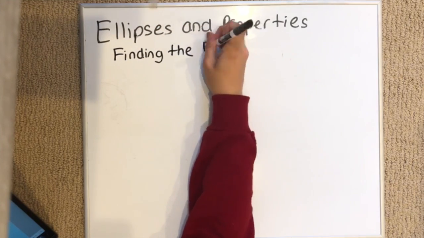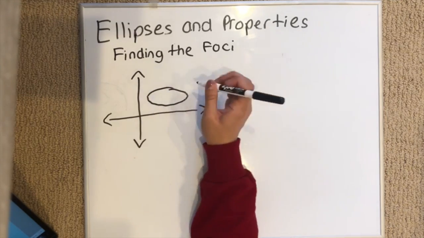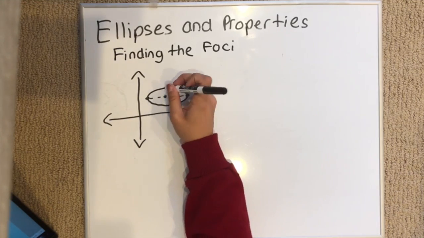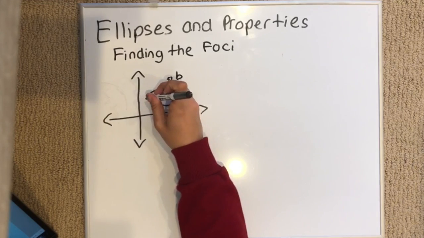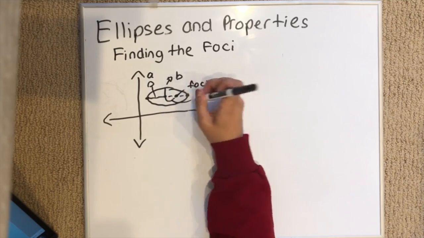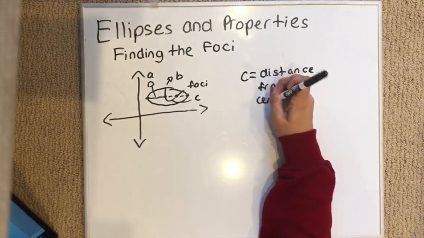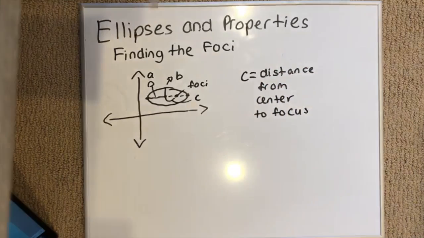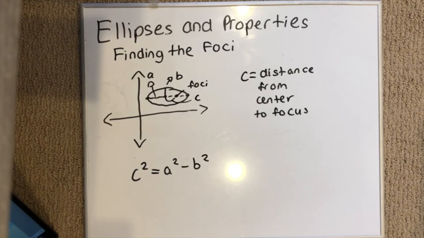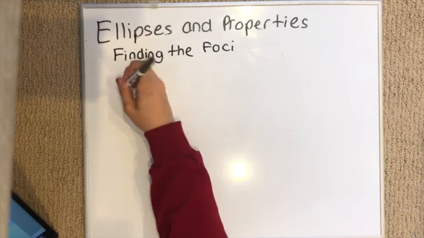Now let's talk about finding the foci, or two focal points, of an ellipse. The foci can be found on the major axis of an ellipse, either x or y. a and b would be the distances from the center to the vertices, and c would be the distance from the center to the foci. We can then use the equation c squared equals a squared minus b squared to find either the foci or a and b, depending on what we are given.